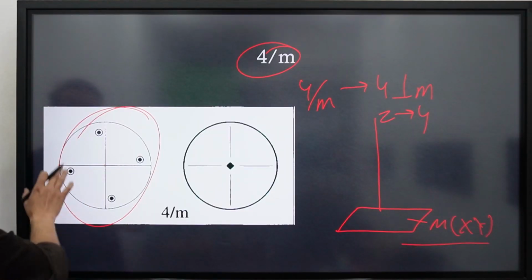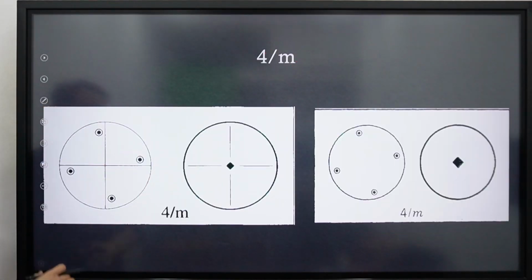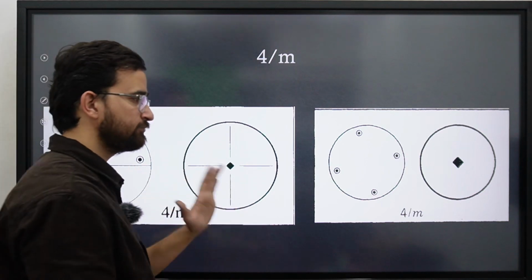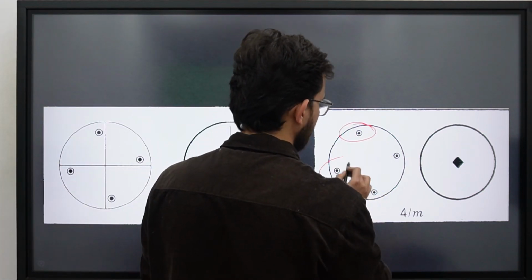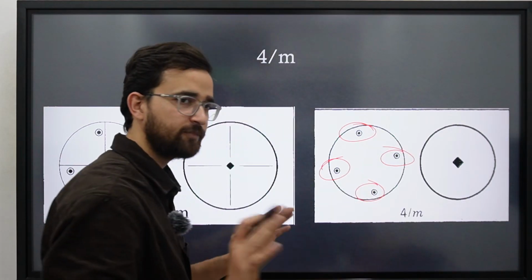This was the textbook image. Exactly the same. So we are done with this as well, right?